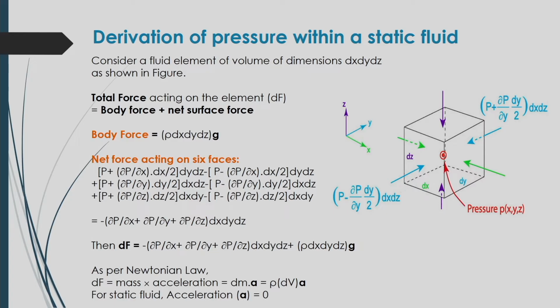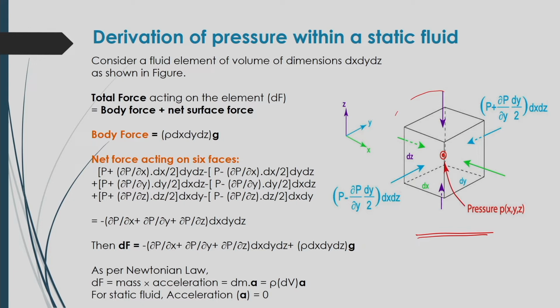So, in this case, if we consider a fluid element with dimensions x, y and z, its volume will be dx into dy into dz. As shown in the figure in this slide, the pressure P will be acting at the center of this fluid element, and it will have 6 faces, and on all these 6 faces the pressure will be acting from all directions.